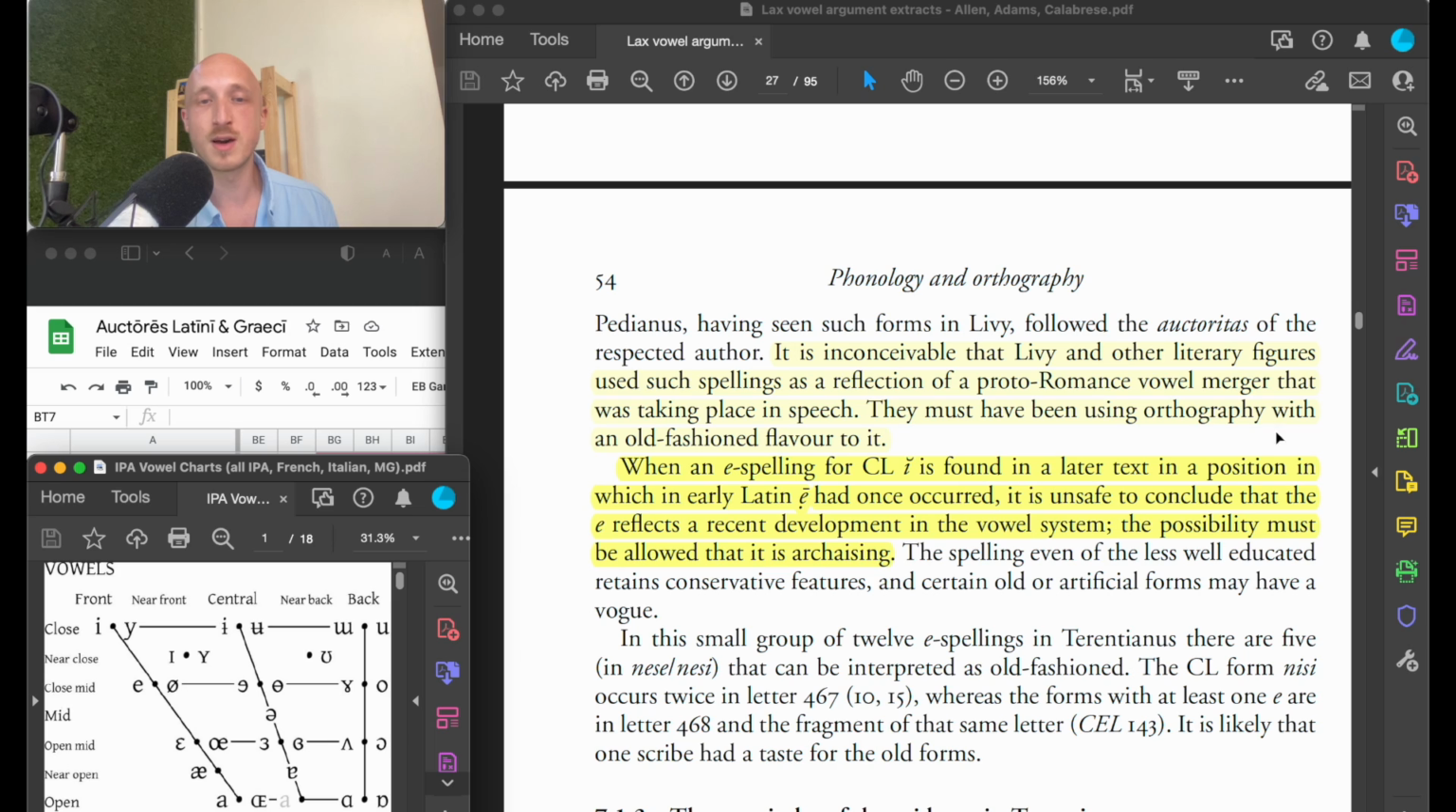They must have been using orthography with an old-fashioned flavor to it, indeed. When an e spelling for classical Latin e was found in a later text in a position in which early Latin e had once occurred, it is unsafe to conclude that the e reflects a recent development in the vowel system. The possibility must be allowed that it is archaizing.